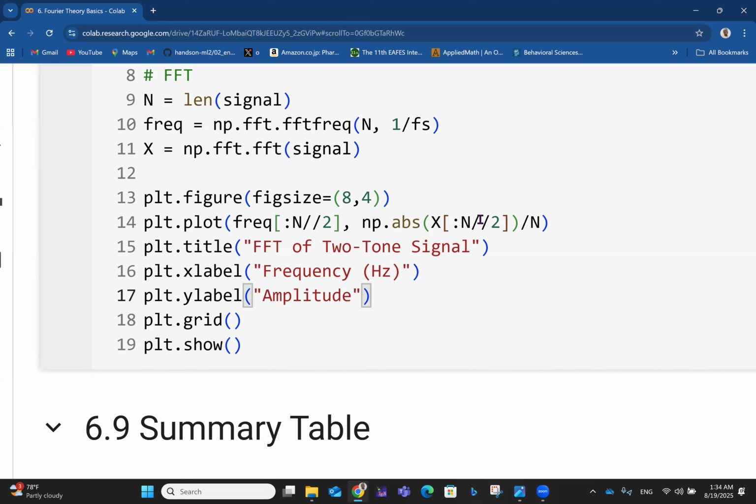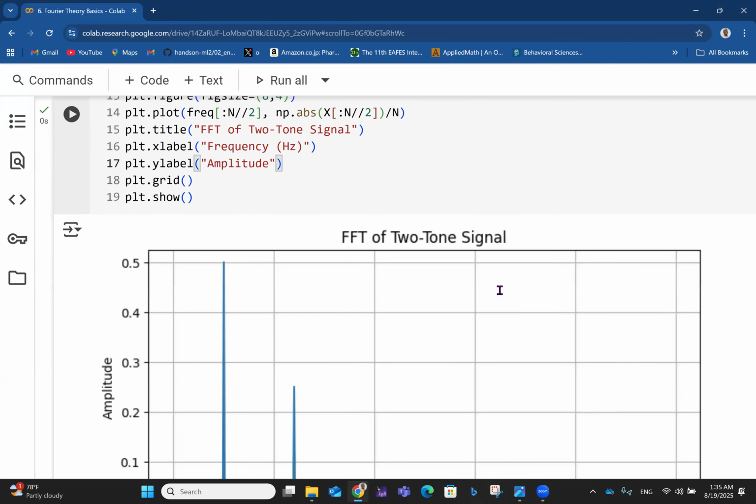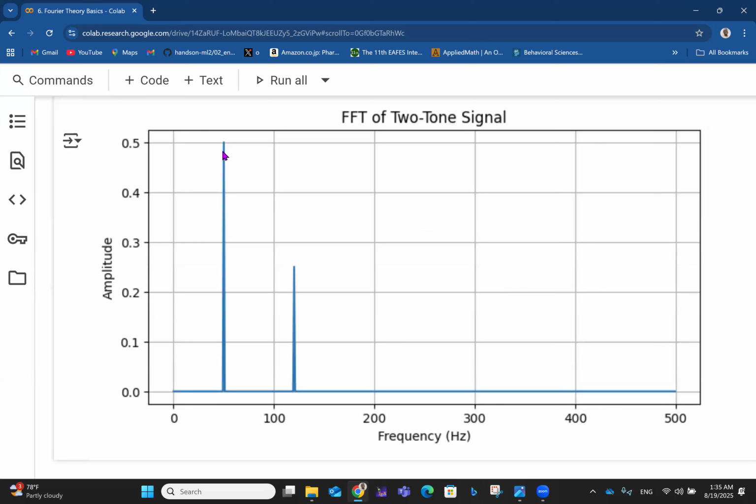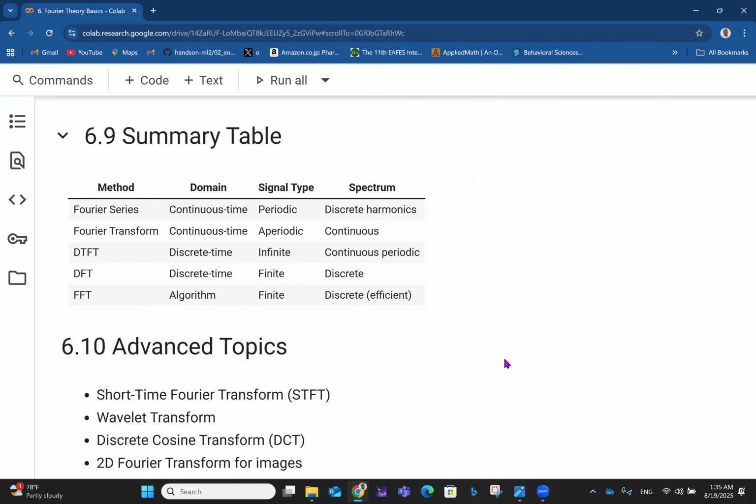So you have the FFT of the two-tone signal, right? If you run this, you get the FFT of the two-tone signal. Two-tone is probably why we have two frequencies standing out like that, those amplitudes shooting out above the zero. That is what you find for the most part.